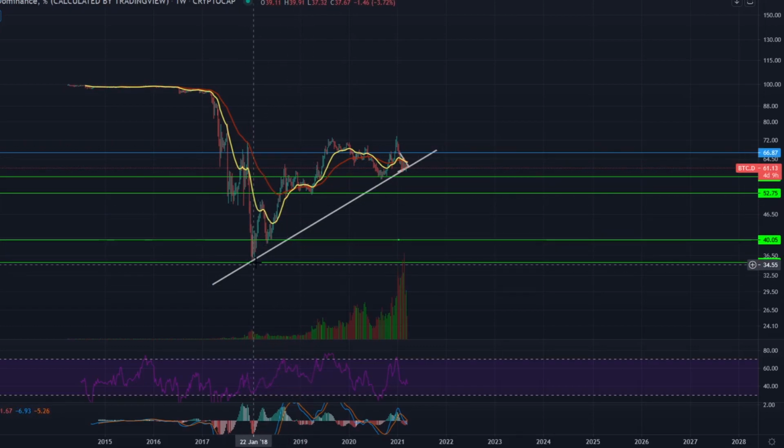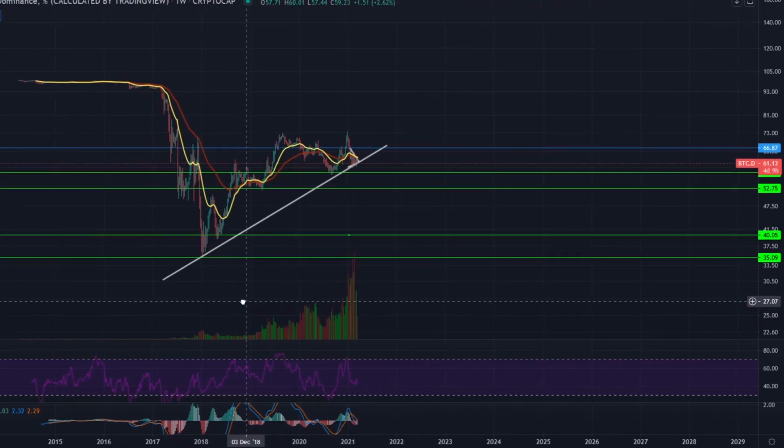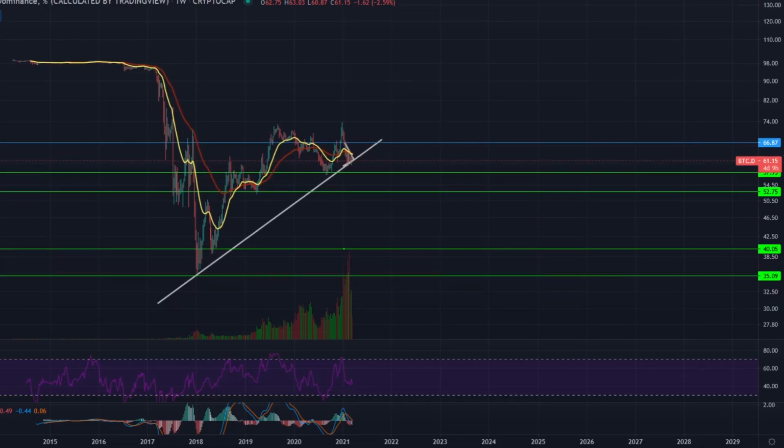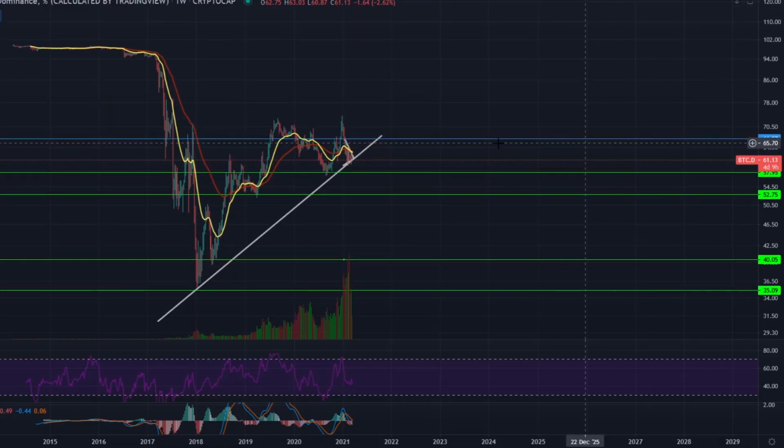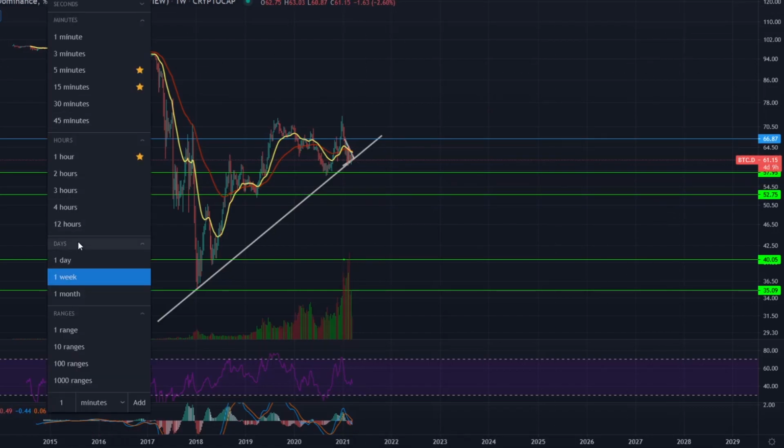But along the way, we have tested this support line numerous times, okay? So this is a very important line to keep an eye on, on the logarithmic scale, on a weekly time scale. And as you can see, we are literally touching base with it. So we'll zoom in now on the daily.